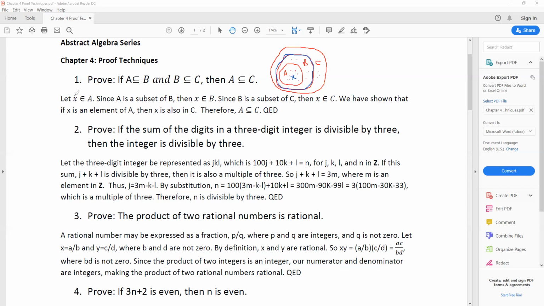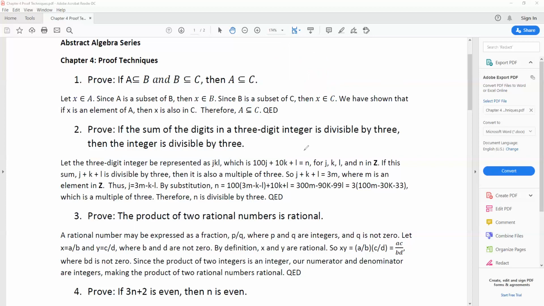So what have we done so far? We have established that X is an element of A, therefore X is an element of B, because A is a subset of B. And since B is a subset of C, then all elements inside of B are also in C. Therefore, A is a subset of C. Notice any element, in this case we chose arbitrary X, is contained in this outer ring here. Notice that X is inside of C. So any element in A is also in C.